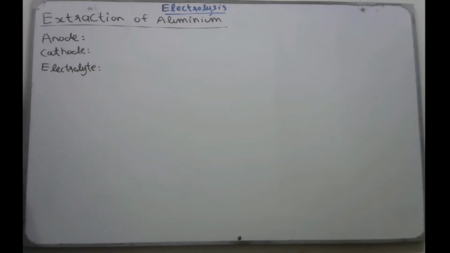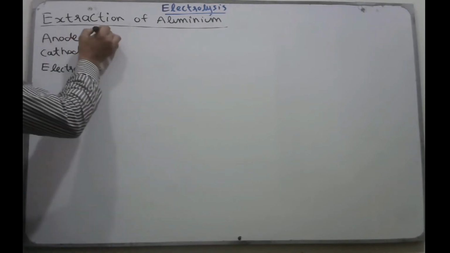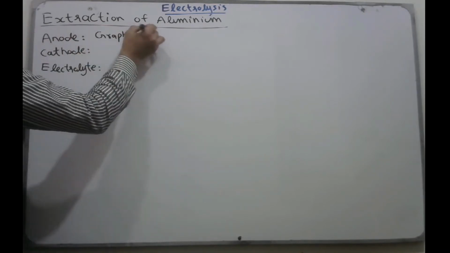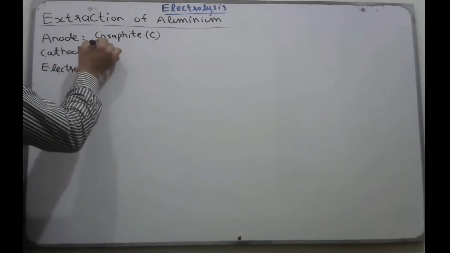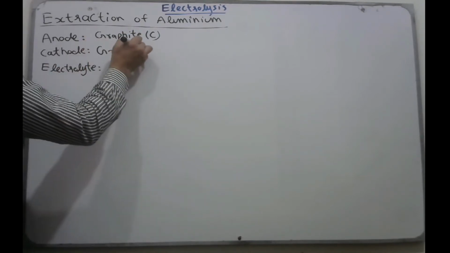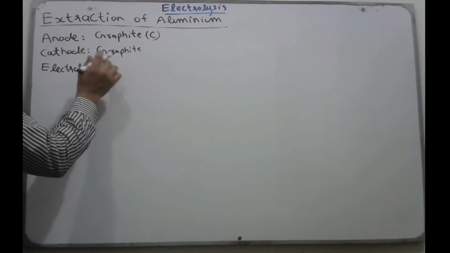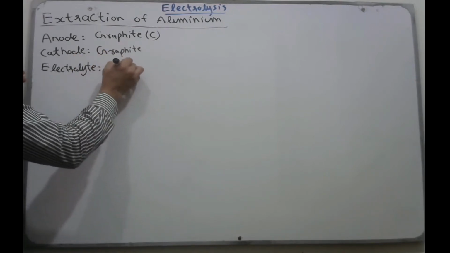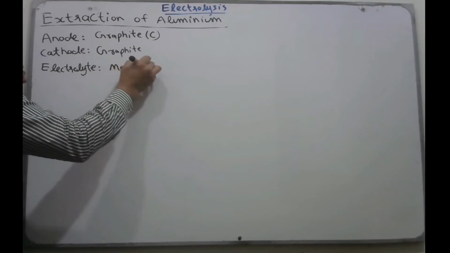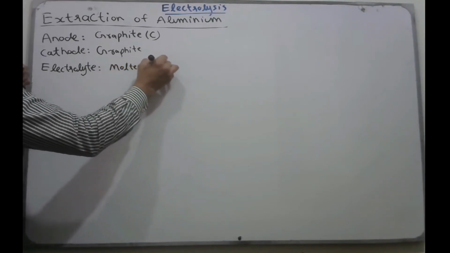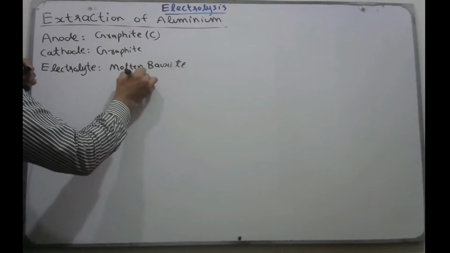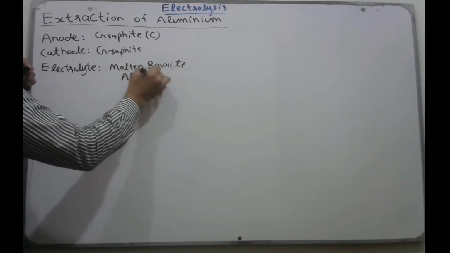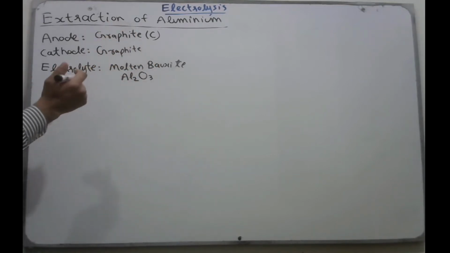Now we discuss the extraction of aluminium. In the extraction of aluminium, we take a graphite anode in the form of carbon. The cathode is graphite as well, and the electrolyte is the ore of aluminium, that is bauxite ore in molten state. So we take molten bauxite ore with formula Al2O3.